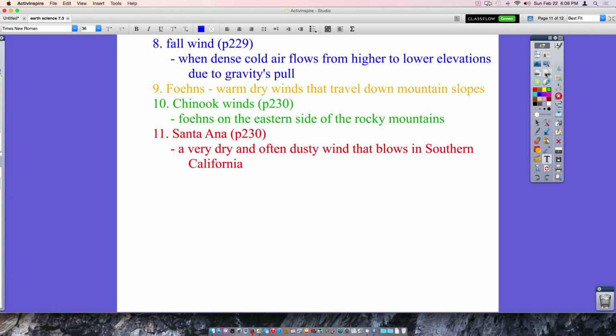And then we also have another localized weather wind here, the Santa Anas in Southern California. These are very dry and often dusty winds blowing into Southern California, I believe from Arizona and Nevada, over Arizona and Nevada into Southern California. This is very dry. It dries out the grass and any other vegetation, which makes it very easy to catch fire. It's one of the reasons why Southern California and those areas are very prone to forest fires, is because of the Santa Anas. So this actually ends Chapter 7.